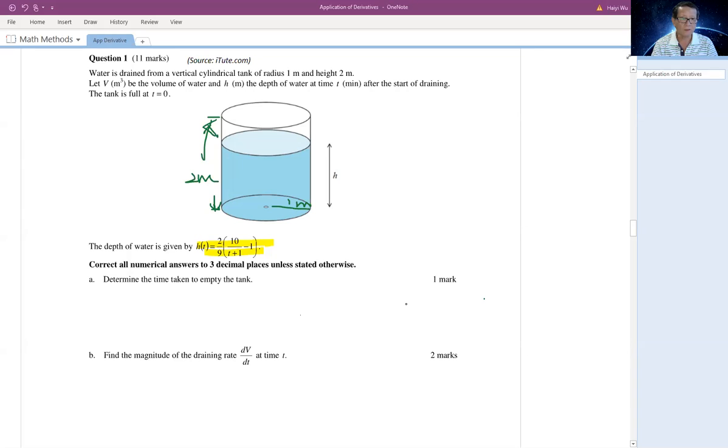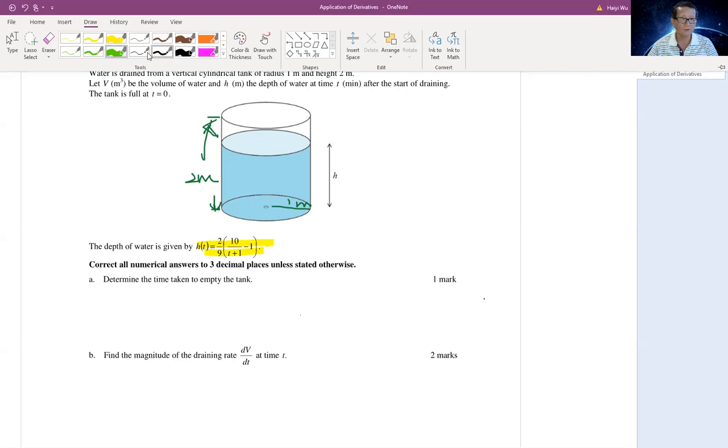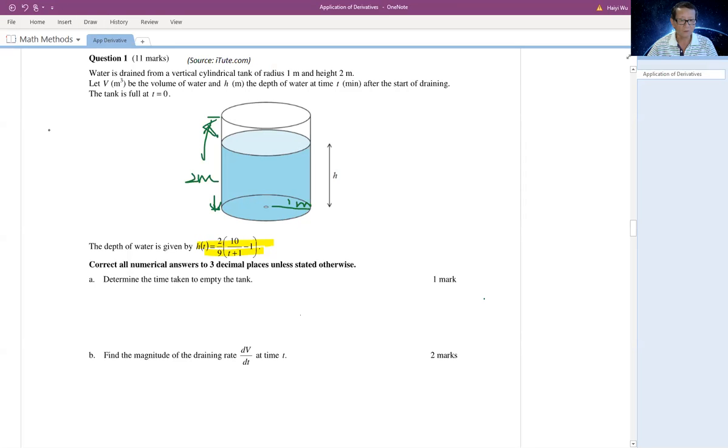We have a water tank. Water is drained from the cylindrical water tank. At that moment, the height of the water is given by this formula, highlighted in yellow. The original tank has a radius of 1 meter and a height of 2 meters. So the tank is full when T was 0, isn't it?